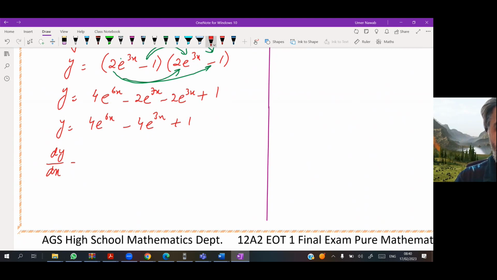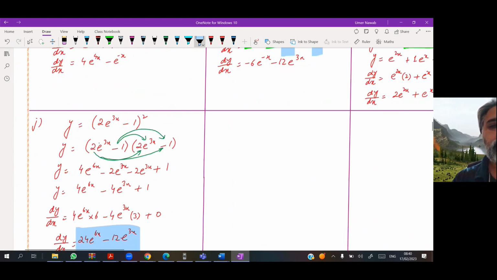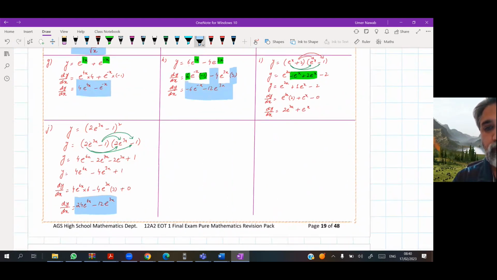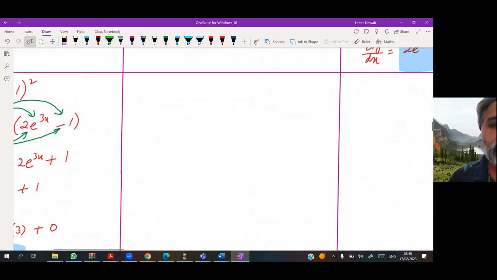dy by dx, coefficient as it is, e raised by 6x as it is, further derivative of 6x is 6, minus 4 as it is, e raised by 3x as it is, the further derivative of 3x is 3, and then the plus 1 is 0. Let me write my final answer. dy by dx, 6 times 4 is 24, e raised by 6x, 4 times 3, 12, e raised by 3x. And that's my final answer. Now go to the A part.